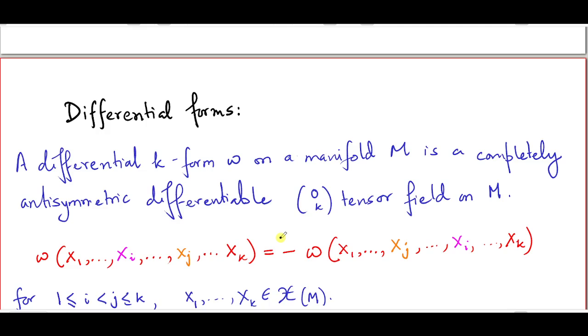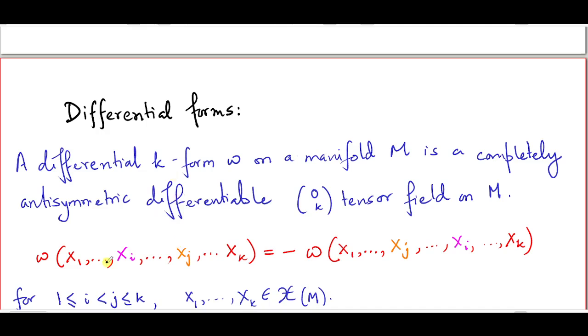Of course, this has an immediate consequence that if you were to have a situation where both of these arguments, xi and xj, any two of the arguments given to omega are identical, then omega must be negative of itself, which means the function that you get in such a case will have to vanish.